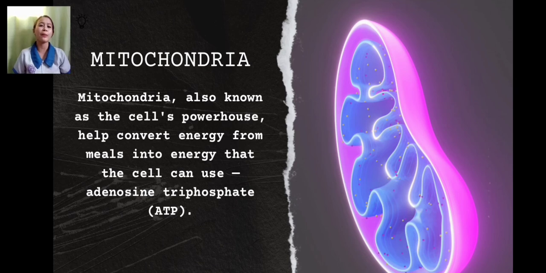So, if the Golgi apparatus is the cell's post office, the mitochondria is the cell's powerhouse. It helps to convert energy from the meals we eat into energy that the cell can use, which is called ATP, or adenosine triphosphate.